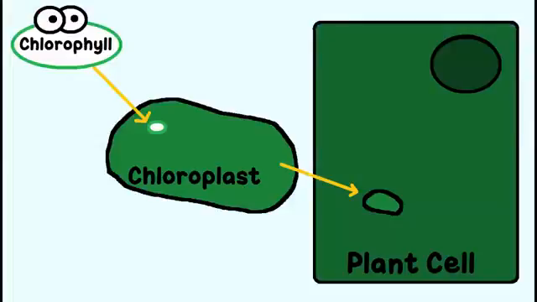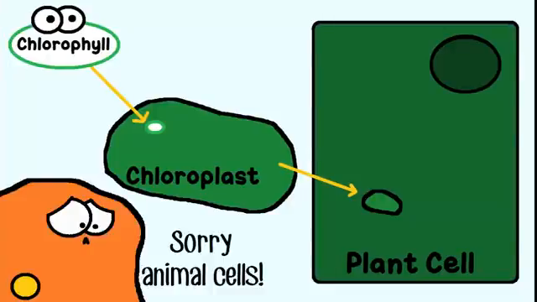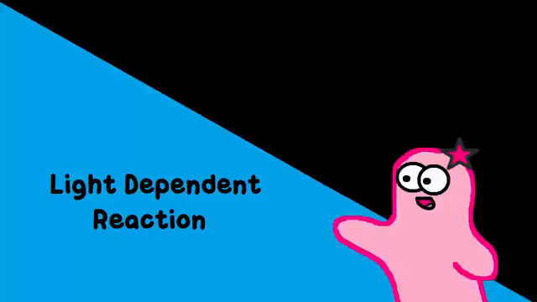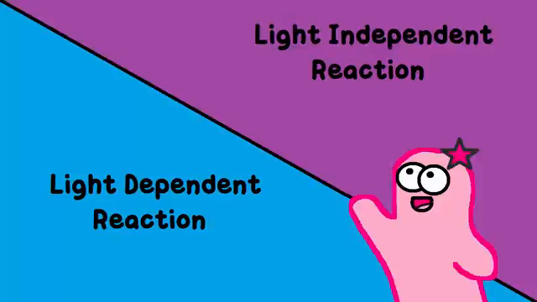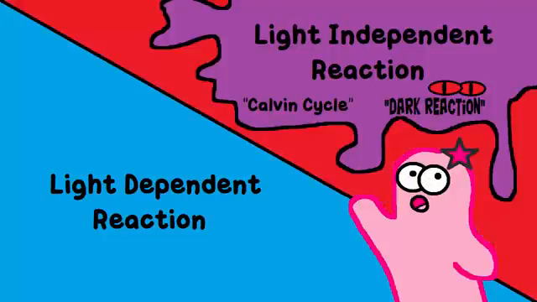Chlorophyll is a pigment found in the chloroplast of plant cells. Convenient, they sound similar. This amazing organelle is not found in animal cells. There are two major reactions that occur in the chloroplast that, together, make up photosynthesis: the light-dependent reaction and the light-independent reaction. The light-independent reaction, by the way, is also called the Calvin cycle, or dark reaction. So let's talk about these two reactions.